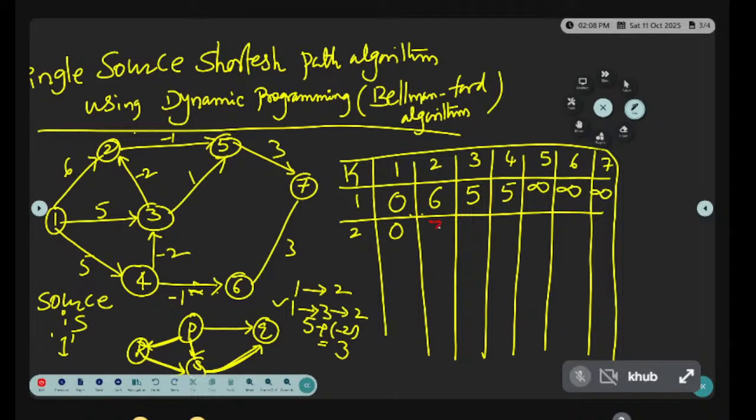It is 3. How it is 3? So this is the way we got the value 3. 1, 2, 3, 3 to 2. I have understood how 6 becomes 3. This second row represents, for the same source, single source. Source is 1 only.